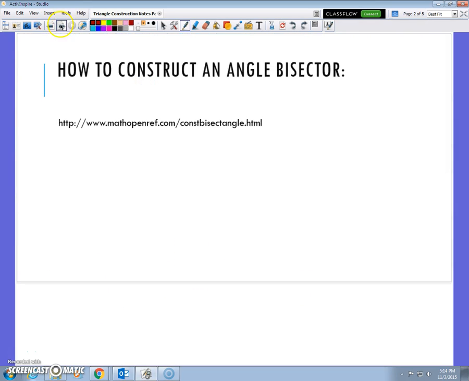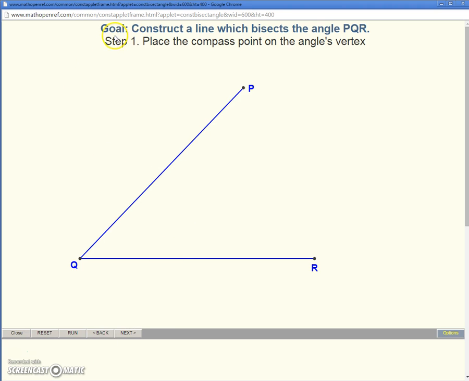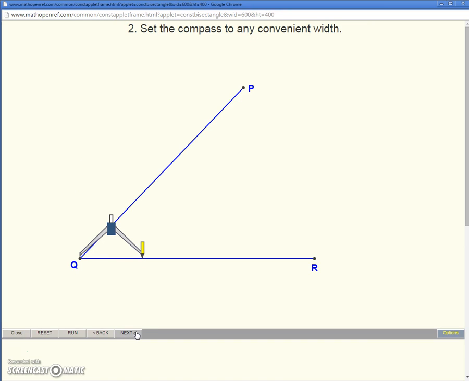So let's just take a look here. Before we do any incenter finding, the first thing you need to know is how to construct an angle bisector. So let's just look at this little fella right here. Our goal is to construct a line which bisects the angle PQR. So we're going to place the compass point on point Q, or the angle's vertex, is what that's called.